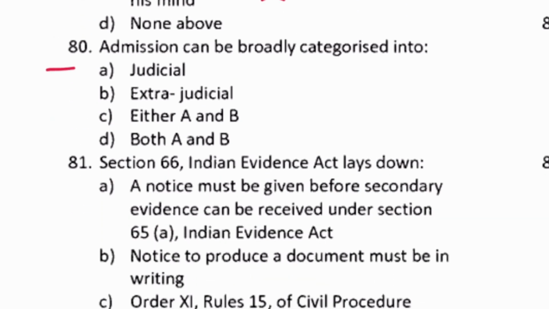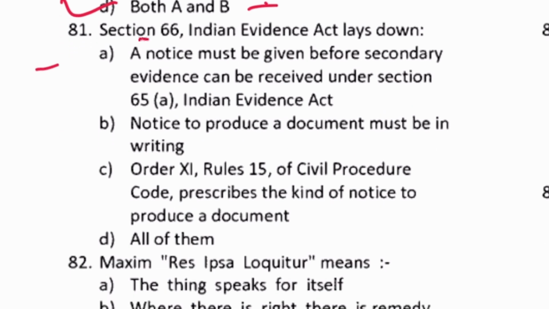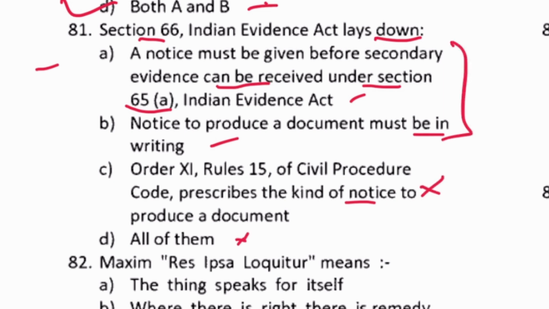Next 80. Admission can broadly be categorized into judicial and extrajudicial. D is the answer, both A and B. Next 81. Section 66 of the Evidence Act lays down that a notice must be given before secondary evidence can be received under Section 65A. This is correct. Notice to produce a document must be in writing, yes. Order 9 Rule 15 CPC prescribes the kinds of notice to produce a document. No, this is wrong. So 2 are correct and all of them is not an option. So A and B both are correct, and this question was also deleted for this reason.